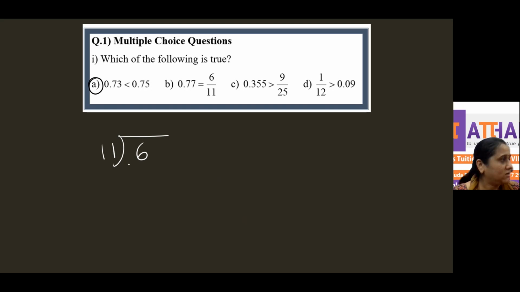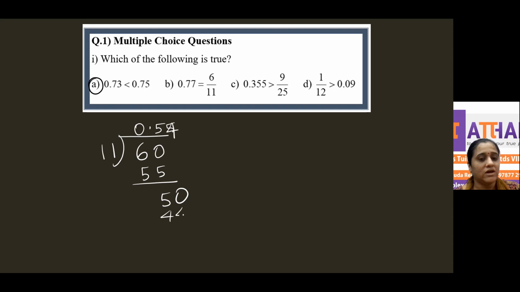Now divide. It's not possible, so you put the 0 point and add a 0 here, correct? 11 5s are 55. Then what's the remainder? 5 is the remainder. You can add a 0 again. 11 4s are 44. 6 is the remainder. Now we'll stop here because we have only 2 digits, 7, 7. So 5, 4, 2 digits are enough to compare.